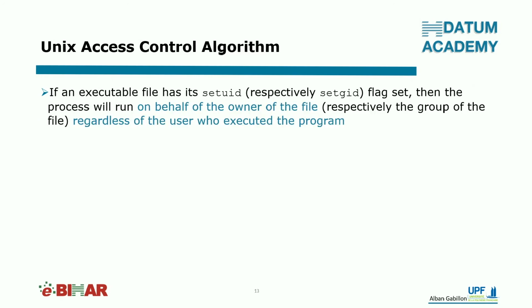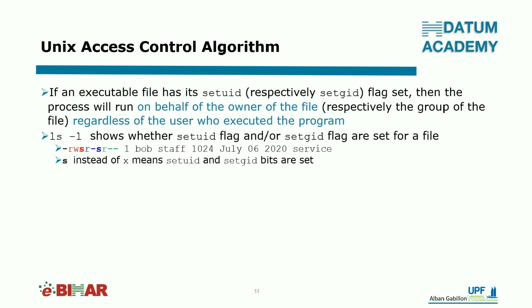If the owner of a program has set the setUID flag of that program, then any process created from that program will run on behalf of the owner of the program, regardless of the user who created the process. And if the owner of a program has set the setGID flag of that program, then any process created from that program will run on behalf of the group of the program, regardless of the active group of the user who created the process.